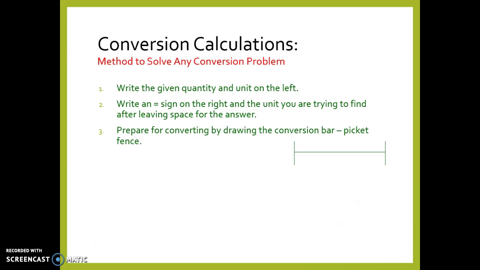So you've got your given, you've got your equal sign, and the unit you're trying to find. Now you've drawn a conversion bar. So the first part of that, we're going to write the given unit on the bottom. Why? Because we always want the given unit to cancel out. The only way that we can assure that it cancels out is we write it on the bottom.